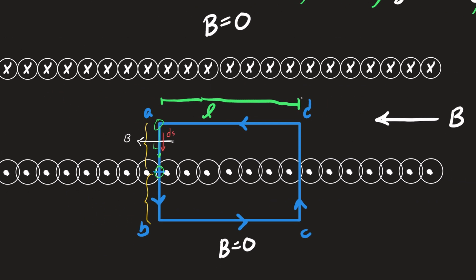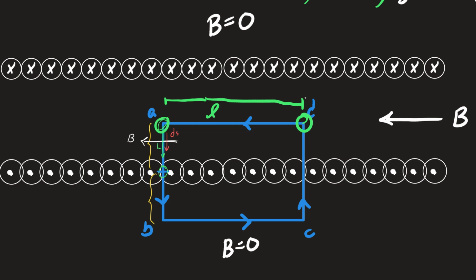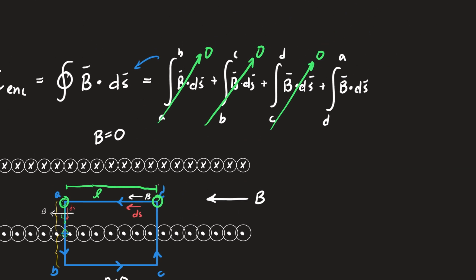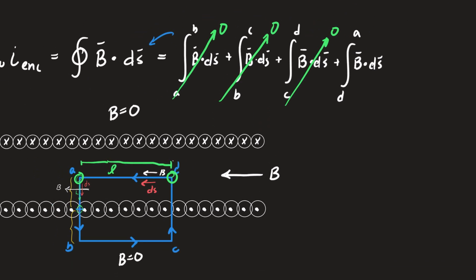Now, from D to A, that's not true. Our magnetic field is actually 100% in the direction of ds, because ds is going to be this way, and the magnetic field also this way. So when we look at that particular integration, D back to A, we're going to get B times ds times the cosine of 0 degrees, integrated from D to A.